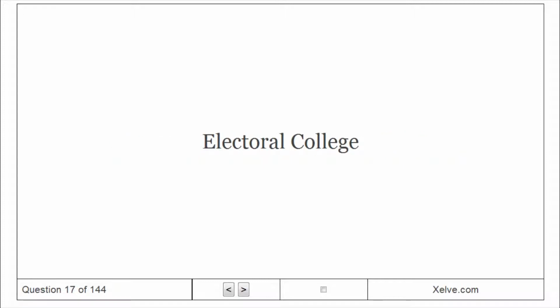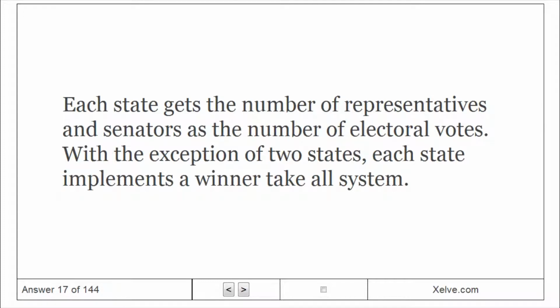Electoral College. Each state gets the number of electoral votes equal to its number of representatives and senators, with the exception of 2 states. Each state implements a winner-take-all system.